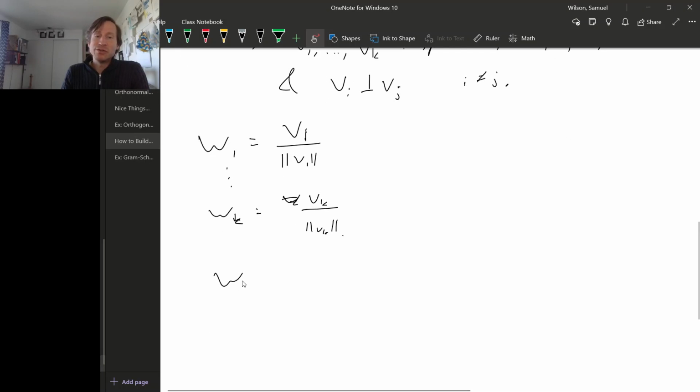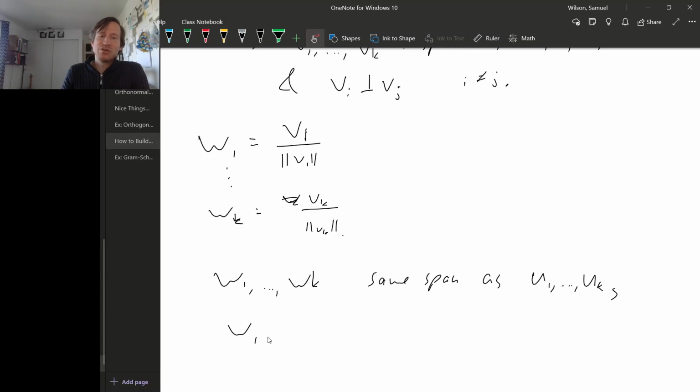Now the w's have the same span as the v's, and so also the same span as the u's. We have that wi is perpendicular to wj when i is not equal to j. Sorry, I need a j here.